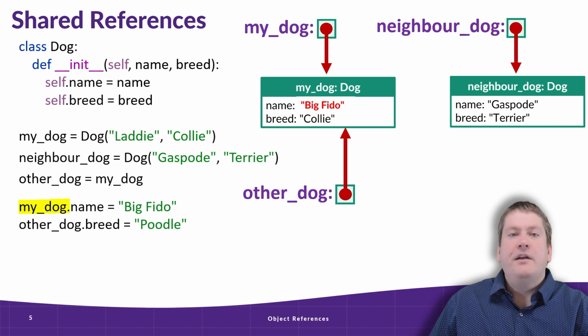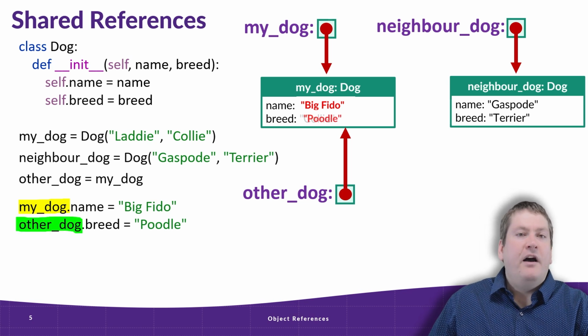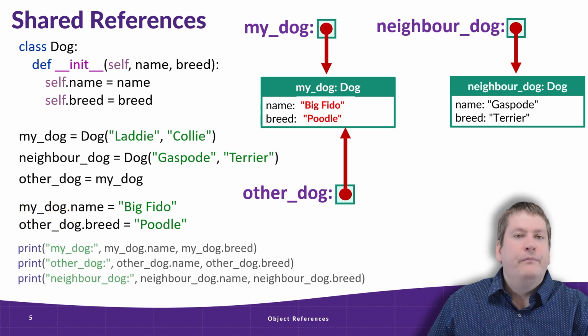What's interesting though is if we do the same thing but for a different attribute through other dog, because both my dog and other dog point to the same object, saying other dog.breed equals poodle is also going to update the breed for both of these. It's going to update it for my dog and other dog because they both point at the same object. They are the same object.